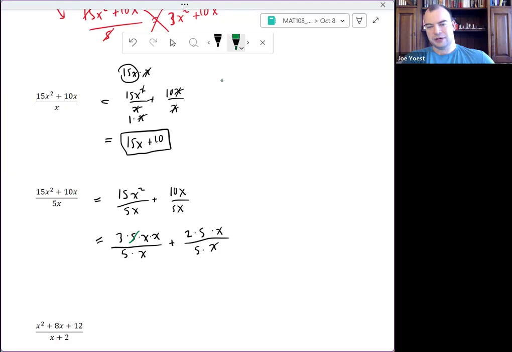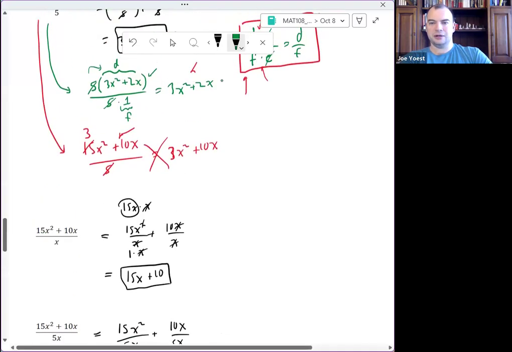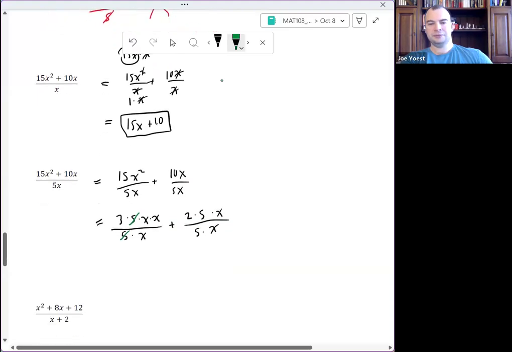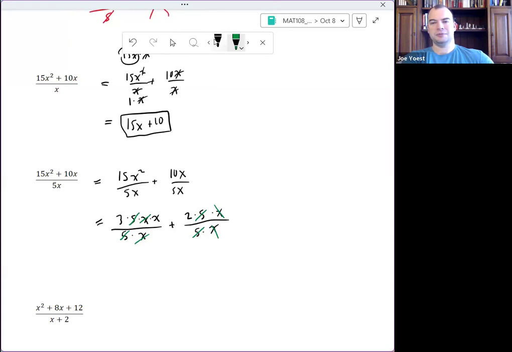And now I see this 5 divides out with that 5. Again, that's just using our common factor property of fractions. This x divides out with, say, that x. This 5 divides out with that 5, and that x with that x. What am I left with? I'm left with 3 times x.